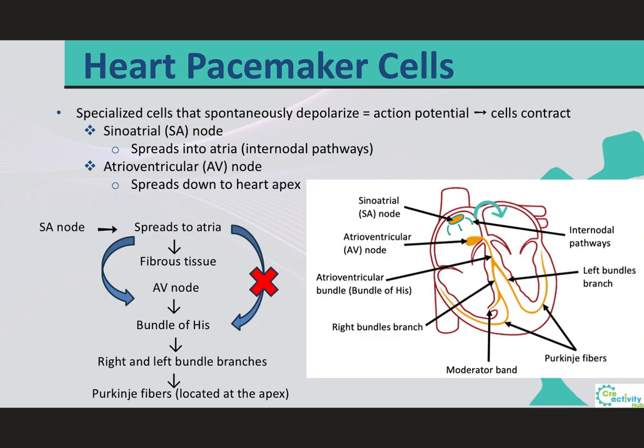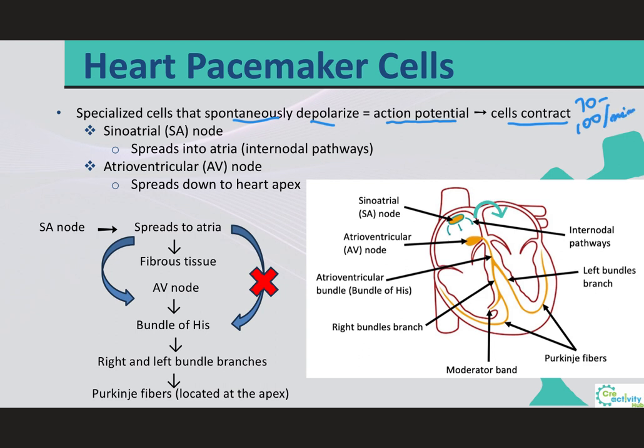Let's see how this autorhythmicity occurs in those nodal cells. These nodal cells, which can also be called pacemaker cells, are setting the pace for muscle contraction. They will spontaneously depolarize, which basically means that they will spontaneously send an electrical signal or action potential, and this will cause these cells to contract. Their contraction actually occurs at about 70 to 100 times per minute.